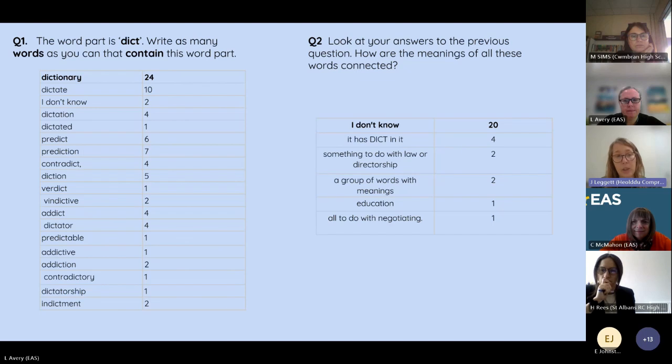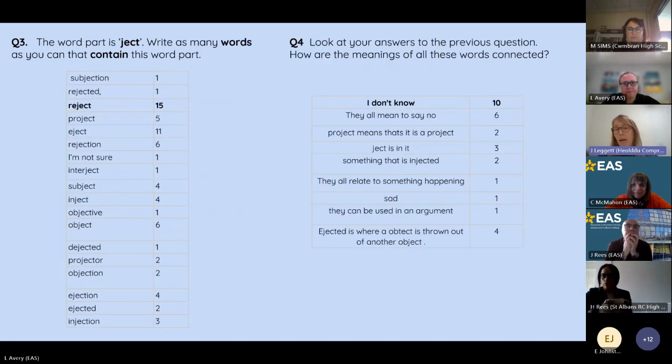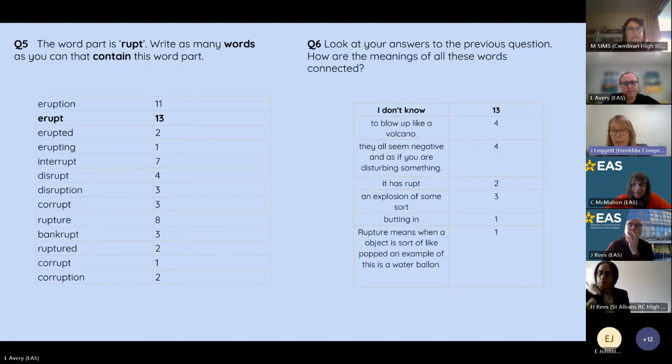There's no interconnection at all. Five was "rupt". So again, I've got "erupt", and "eruption" here is high. But again, how are they linked? Thirteen, by far the highest, have no idea what the link is. So they're not identifying the meaning.